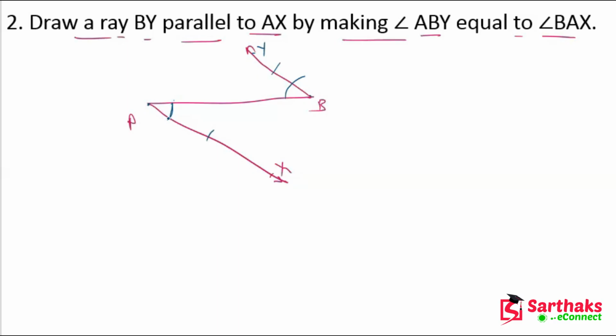We have to place the pointer of the compass at point A and put the needle of the pencil here, with a suitable opening of the compass. With the help of this, cut the arc like this, and pass the line through this point of intersection, which gives our ray BY. So BY is parallel to AX. Okay, my dear friends, I hope you get this point.